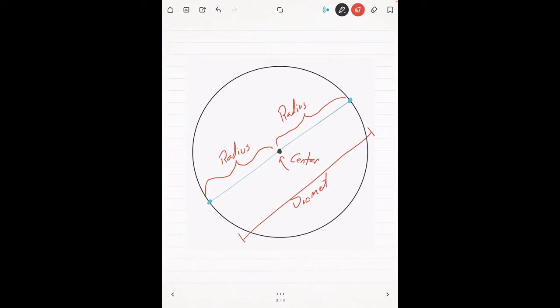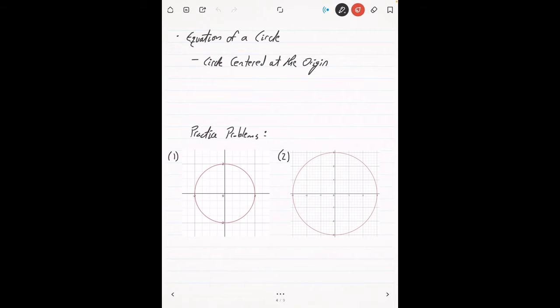Diameter. It's that whole length measure. Now let's talk about how to actually write the equation of a circle so that way we can take our understanding of algebra to produce a circular graph.